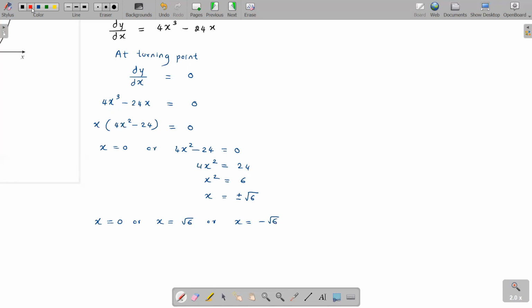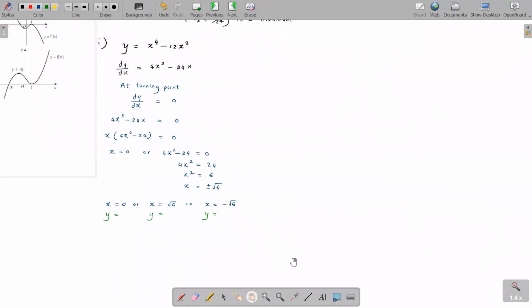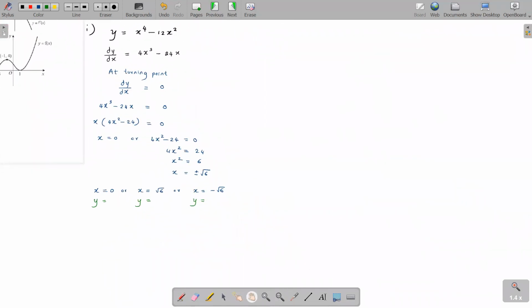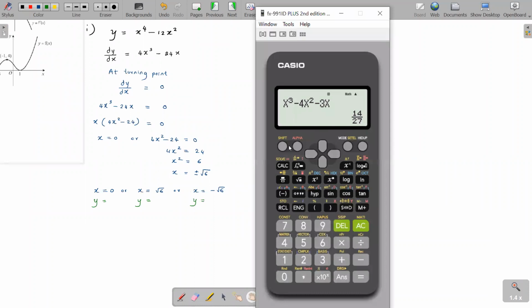For each point, I want you to get the respective y value. Get me the y value for each of these points. So let's substitute into the y equation. Let me type. Yeah, when x is 0, it's 0. For root 6 and negative root 6, we need to type and see.